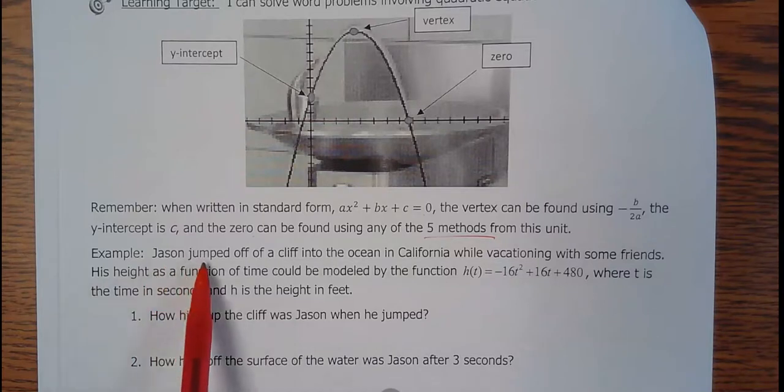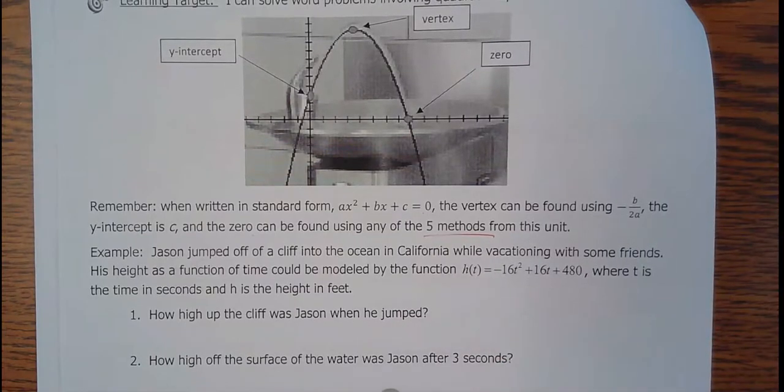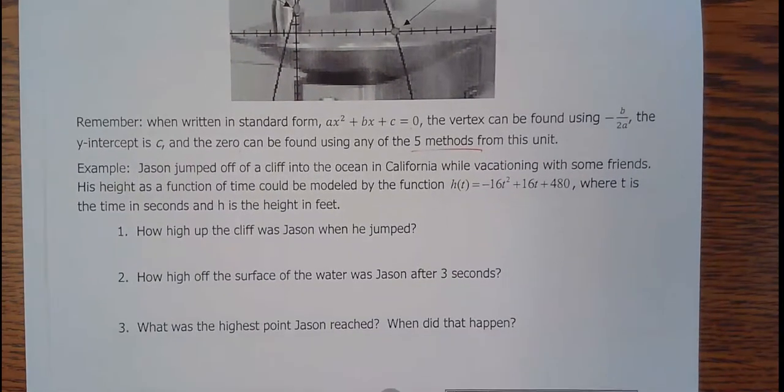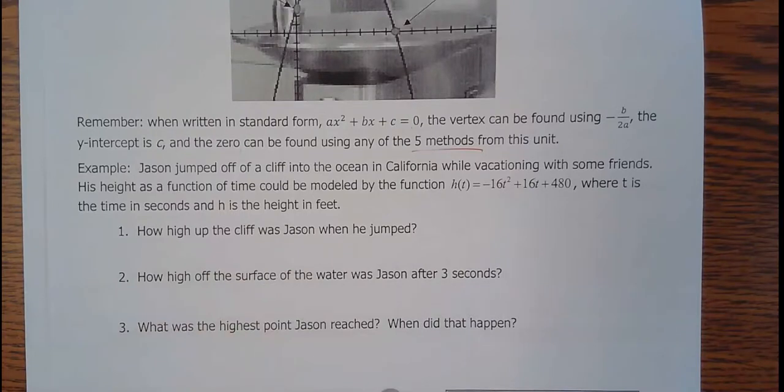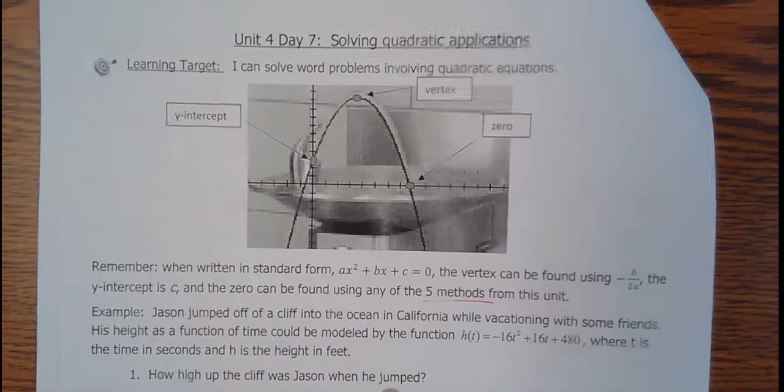So here's an example. Jason jumps off a cliff into the ocean in California while vacationing with some friends. His height as a function of time can be modeled by this. If you give me a time, I can tell you how high he is off the ground, where t is the time in seconds and h is the height in feet. First off, number 1, we're going to read this and try to figure out which vocab word we are talking about here: y-intercept, vertex, or 0.